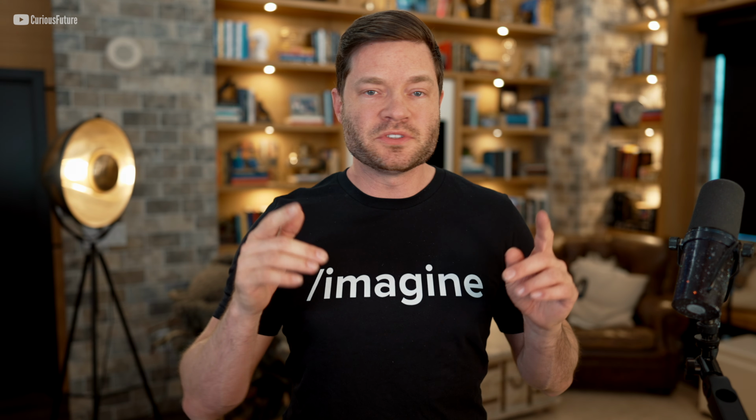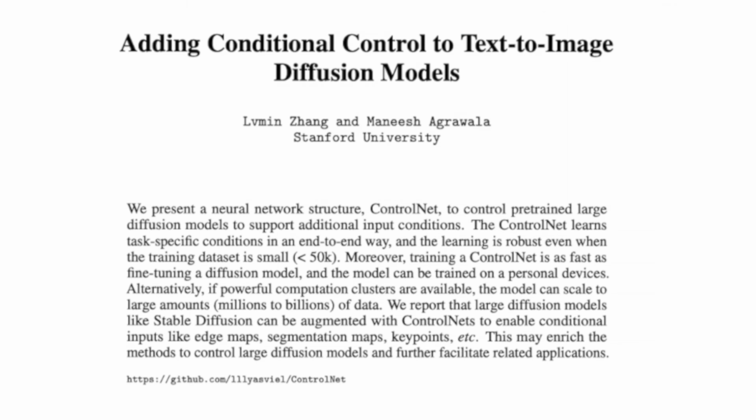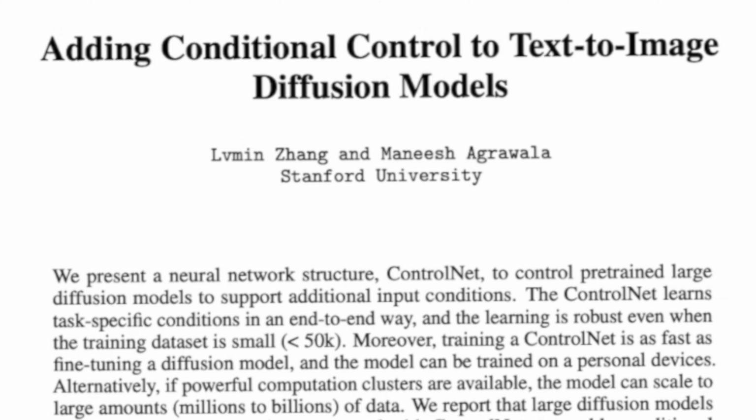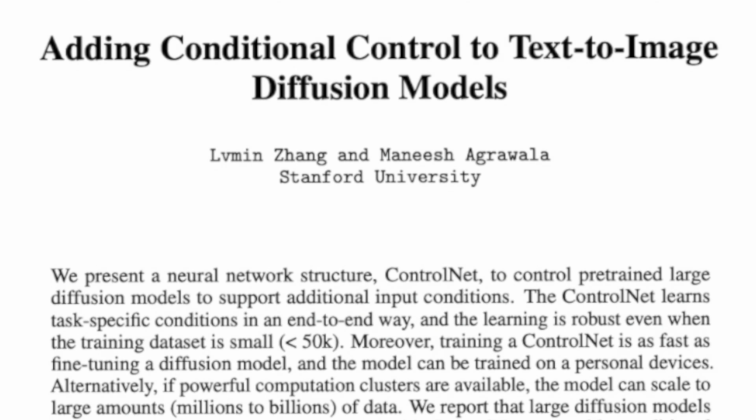First off, let's answer, what is Stable Diffusion, what is ControlNet? So Stable Diffusion is one of the three major AI models that lets you type with text what you wanna see, and it diffuses into an image. It's also the only major model open sourced for anybody to use for free. That's why when this paper came out, adding conditional controls to text-to-image diffusion models.